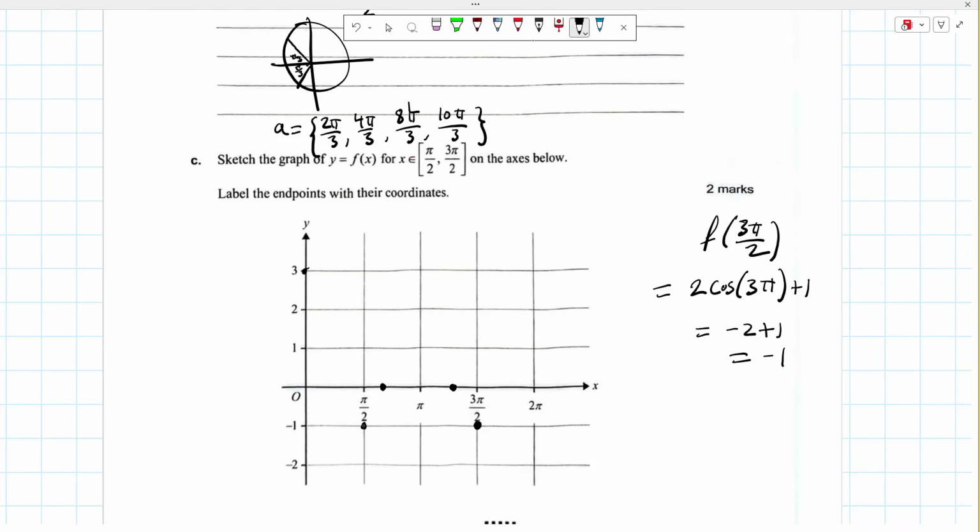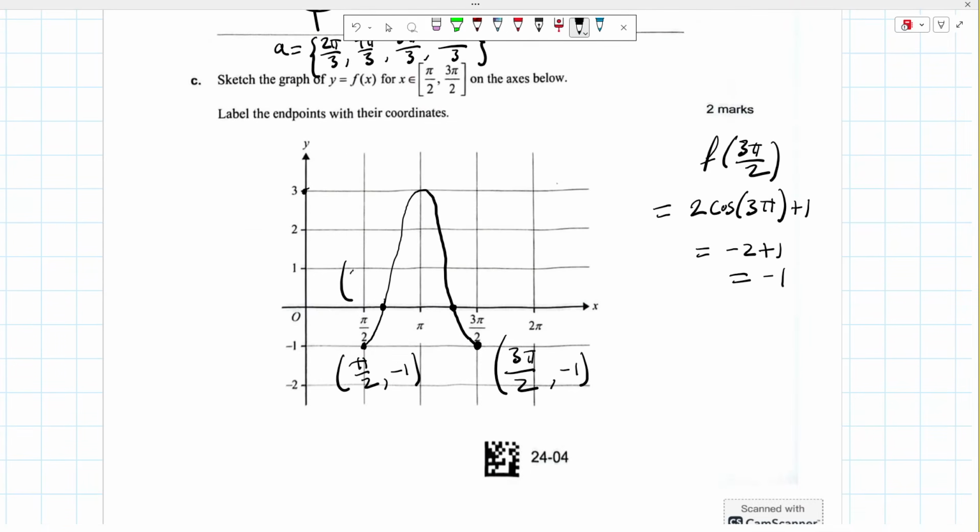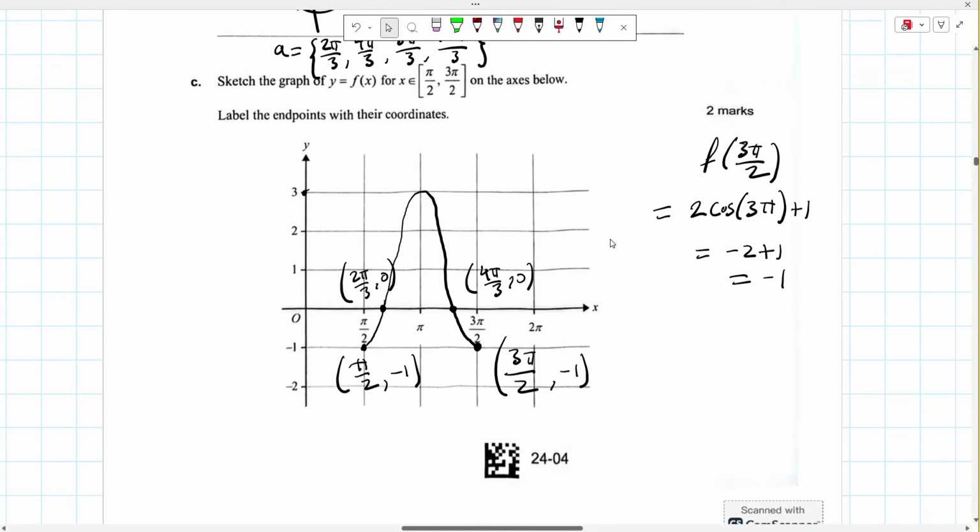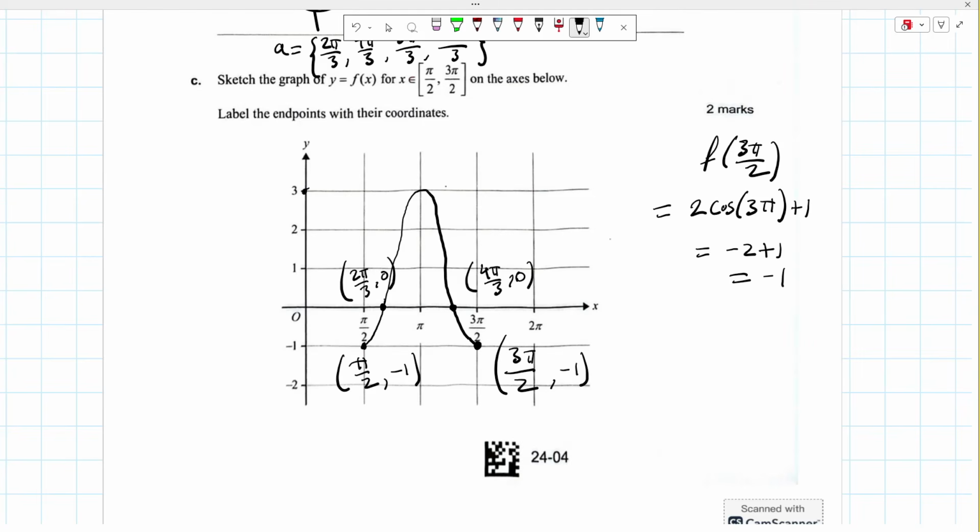And now we can put this in. Right, so let's label 3 pi on 2, comma, -1, pi on 2, comma, -1. We got 2 pi on 3, comma, 0, and then 4 pi on 3, comma, 0. And we actually also have pi, comma, 1.